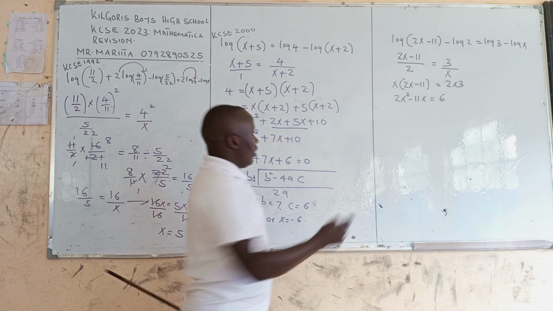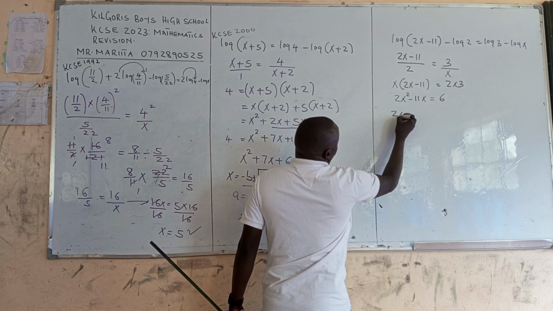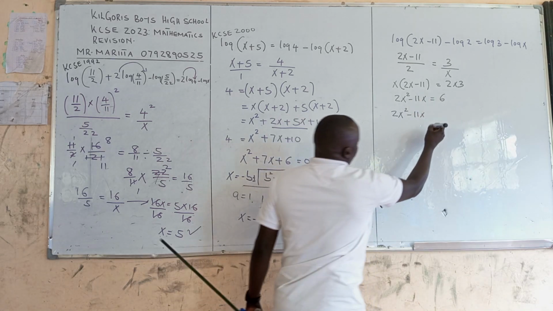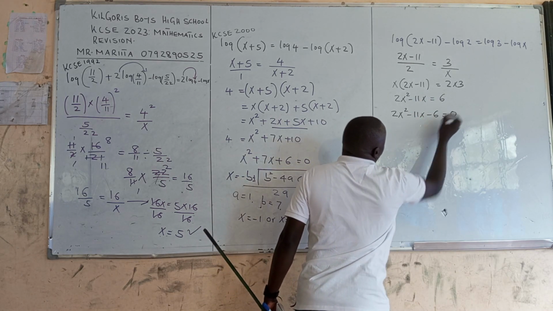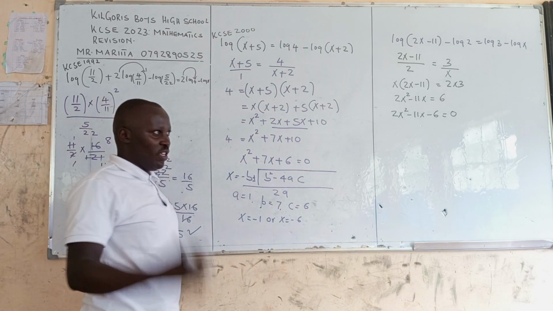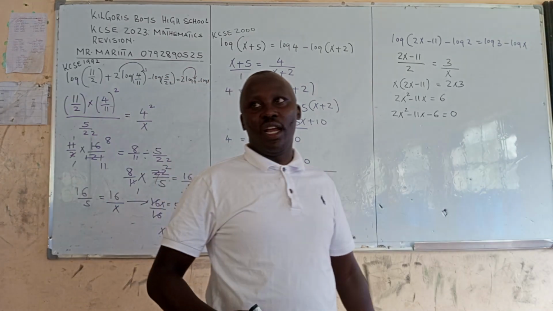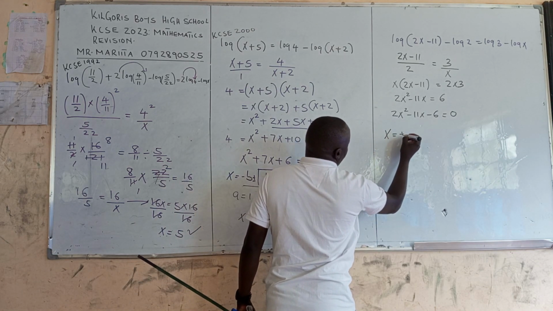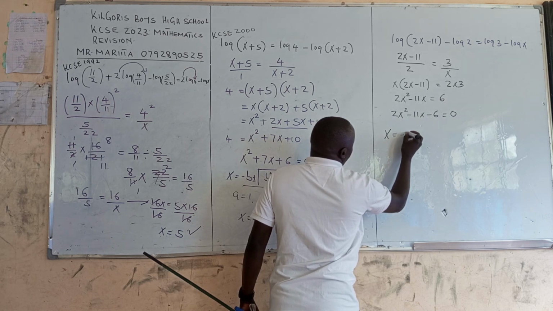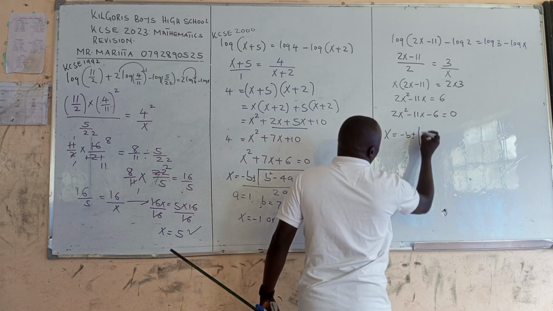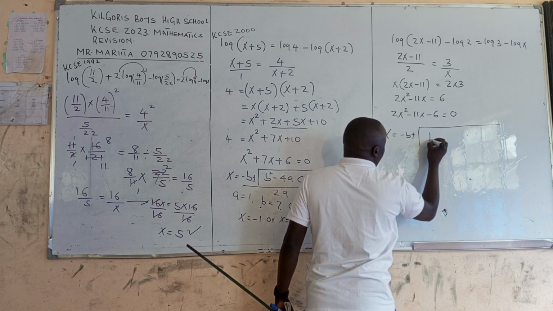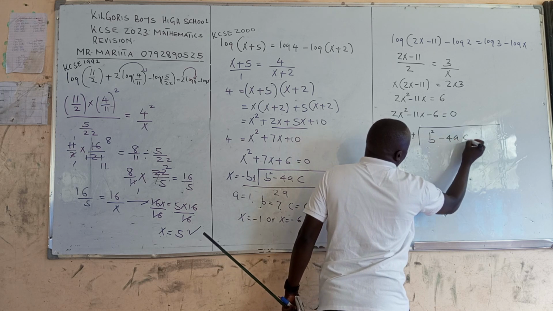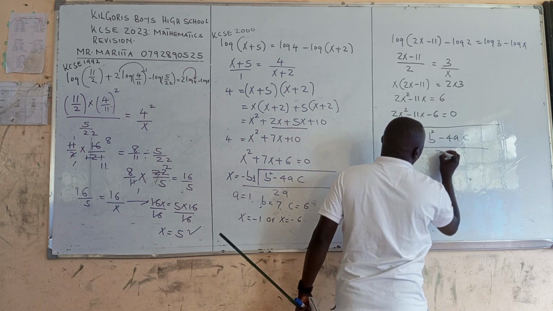So we form a quadratic equation where we have 2x squared minus 11x. We transfer this 6 from this side, so we subtract 6, and that is equivalent to 0. From here, we just use the quadratic formula, which is the easiest. So x is equivalent to minus b plus or minus the square root of b squared minus 4ac, and then we divide this by 2a.